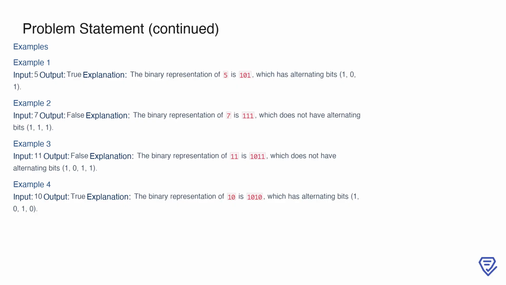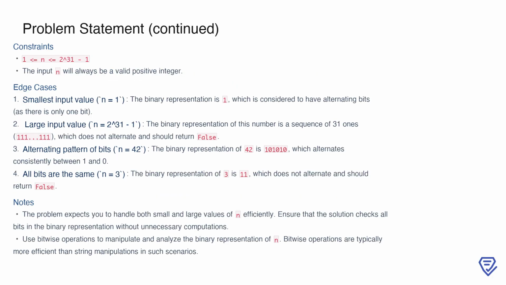Finally, in the fourth example, the input is 10, which has a binary representation of 1010. This alternates consistently between 1, 0, 1, and 0, so the output is true. Now, let's consider some constraints and edge cases.